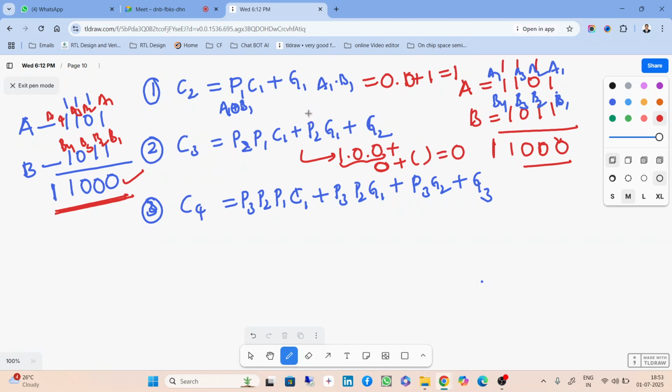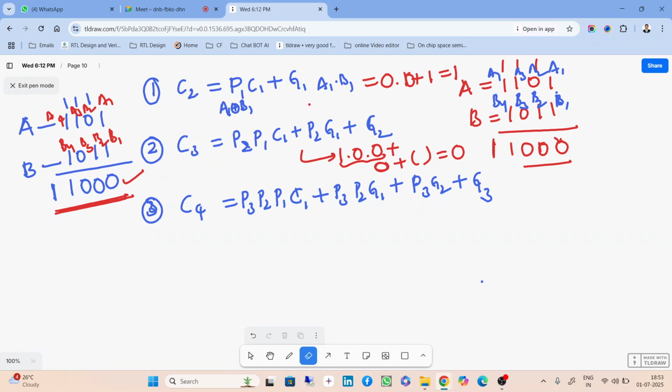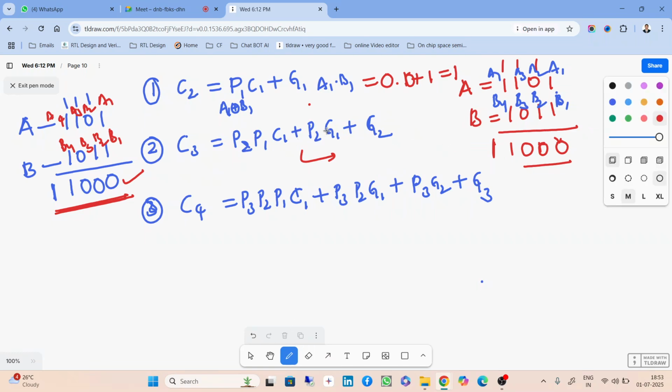Here P2 equal to what? A2 XOR B2. So what is that value? Here I am writing 0 P2 XOR 1. So P2 equal to what did you get? P2 equal to 1 you got. P1 equal to 0 you got. And C1 equal to 0 you considered.